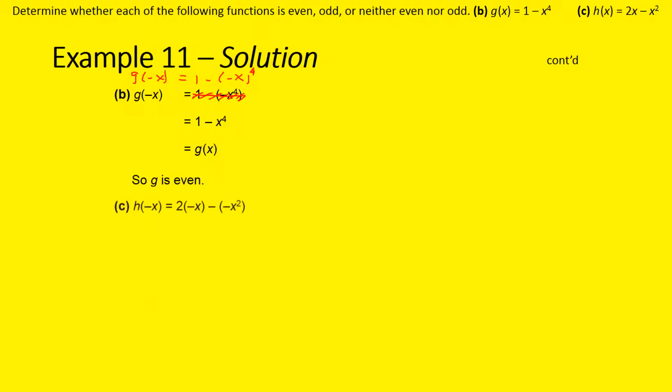Let's try h of x. What does that do with negative x? Well, that gives us 2 times negative x minus the square of negative x. And again, that's unfortunate. This is actually not even right. So let's fix the slide here. H of negative x, if you look at h of x up here, h of negative x is 2 times negative x minus the square of negative x.